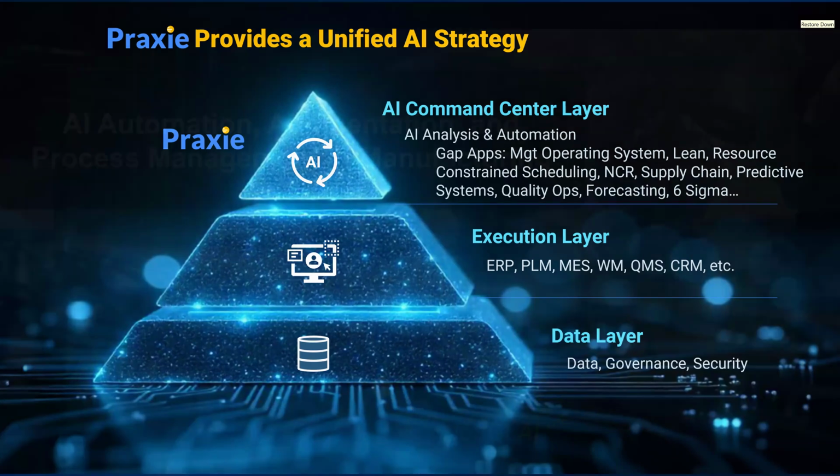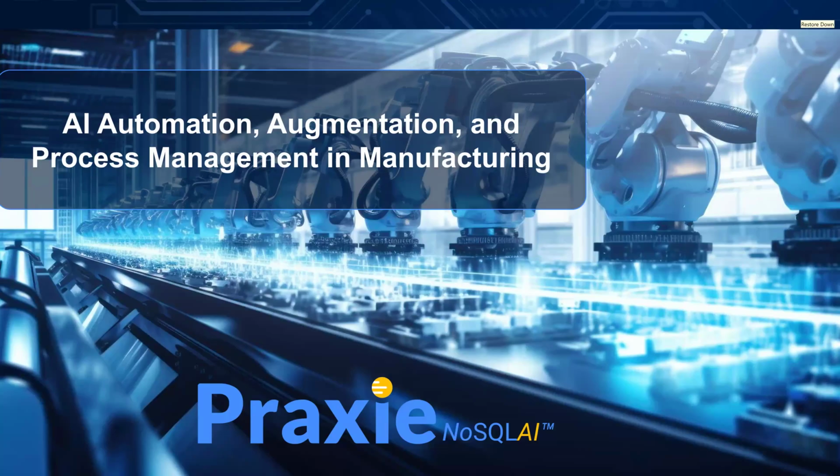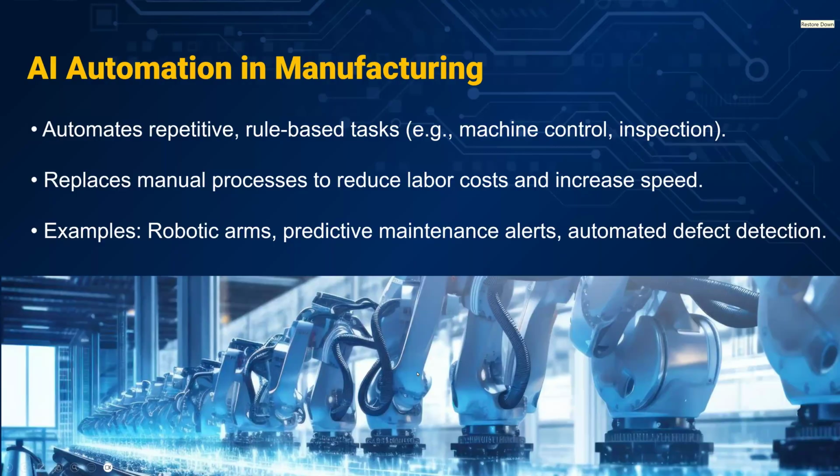So let's talk about AI automation and the differences between automation and augmentation and really process management. So the first one is automation. And the way to think about this is automating repetitive tasks. A huge amount of AI right now is focused on this type of thing.